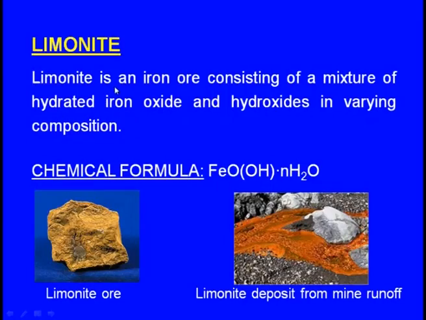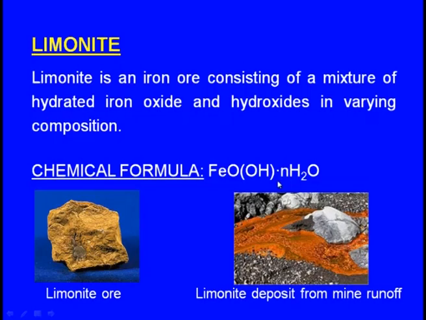Next, let us see the limonite. Limonite is an iron ore consisting of a mixture of hydrated iron oxide and hydroxides in varying composition, right. So, the chemical composition is FeO(OH)·nH2O, where n varies. This is the limonite ore and limonite deposit from the mine. So, this limonite is another binder used for developing the strength and cohesiveness of the moulding sand.